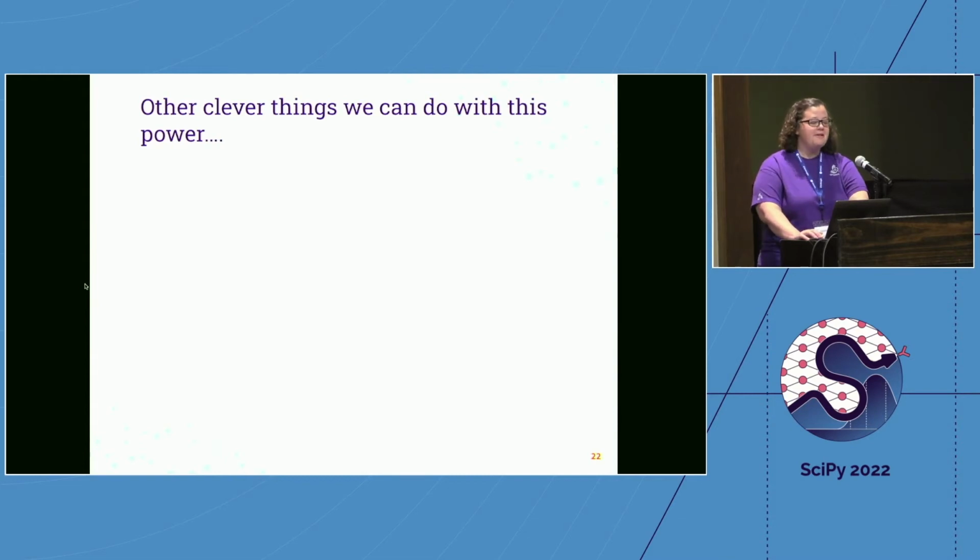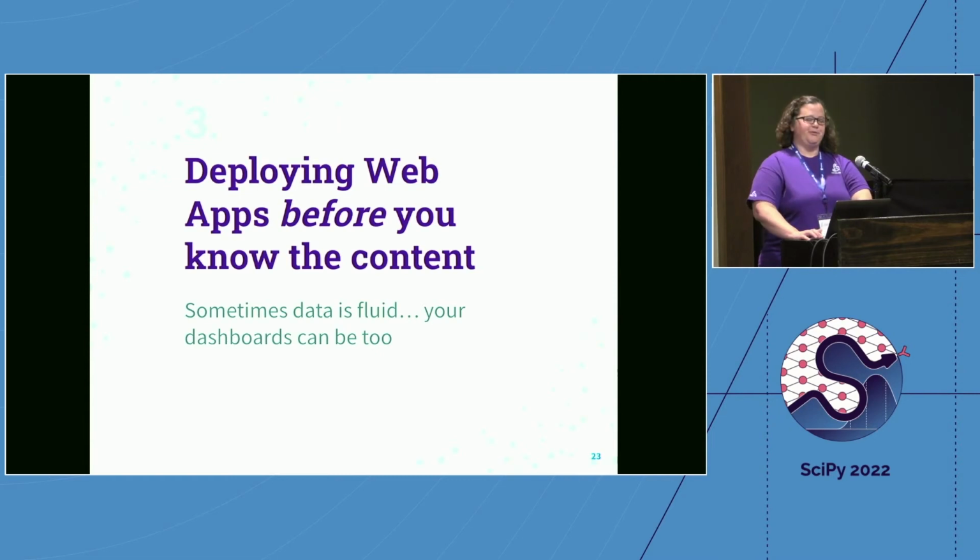So some other clever things we can do with this: deploying web apps before you know what exactly you're deploying. There have been many cases where I need to deploy something, but I don't really know exactly what I'm going to deploy. So you saw me go panel serve and call a file name. Well, sometimes I don't know how many pages I'm going to deploy, and I don't know what those pages are.